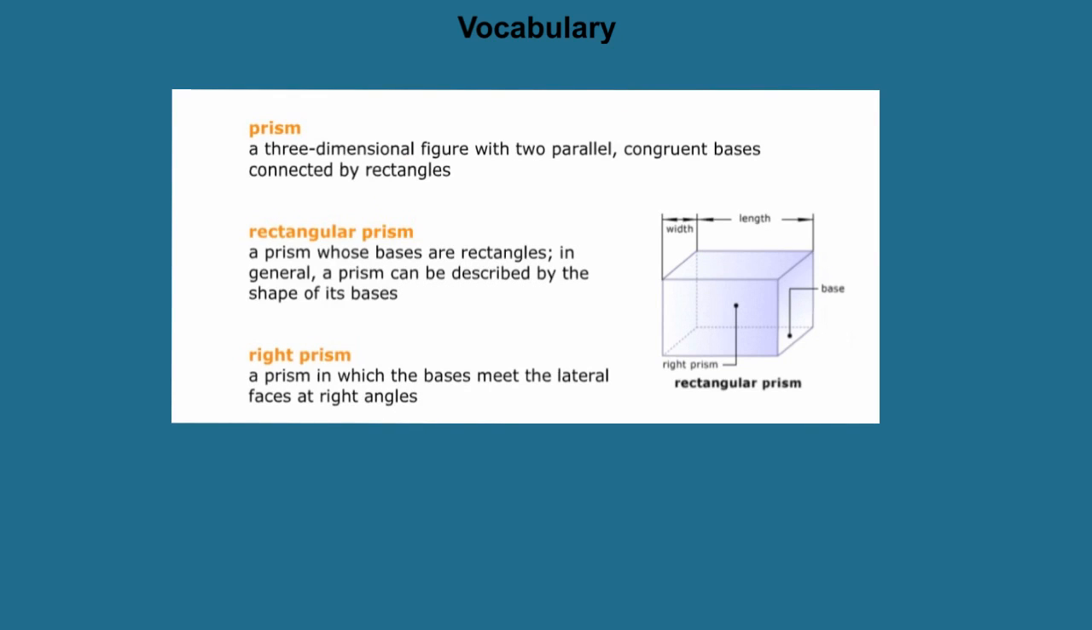Quickly, just some vocab terms that I want to get you guys familiar with before we start our examples today is prisms, because today that's what we're going to be doing our examples on. Specifically, a prism is a three-dimensional figure with two parallel congruent bases connected by rectangles. A rectangular prism is a prism whose bases are rectangles. In general, a prism can be described as the shape of its base. A right prism is a prism in which the bases meet the lateral faces at right angles.